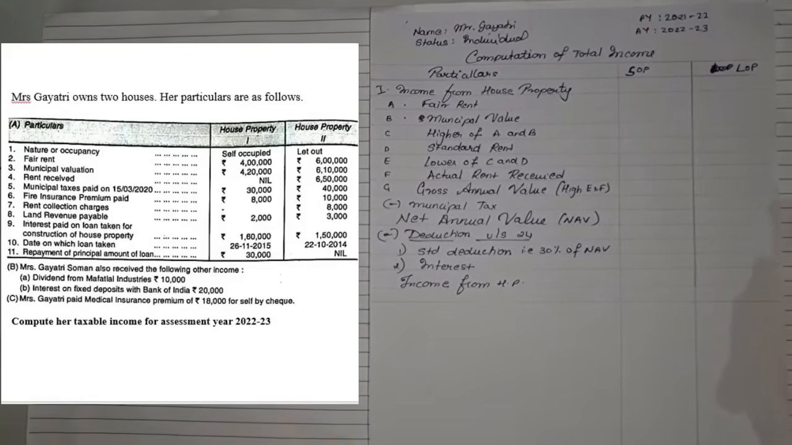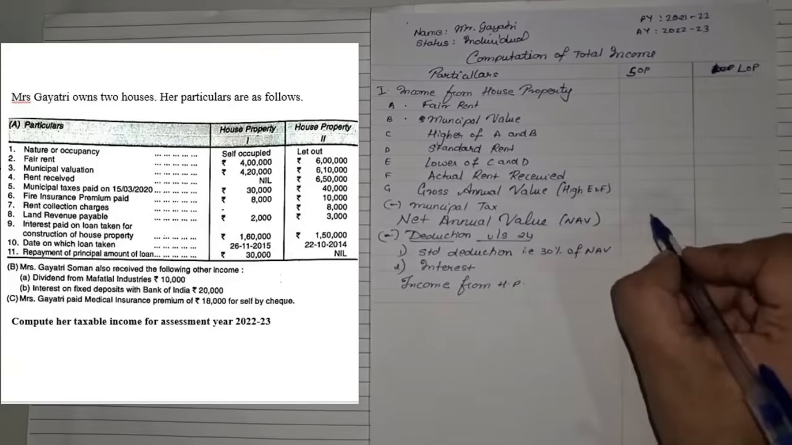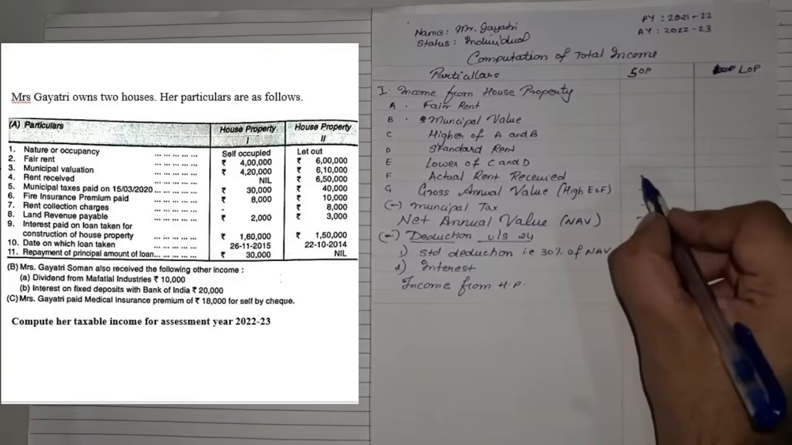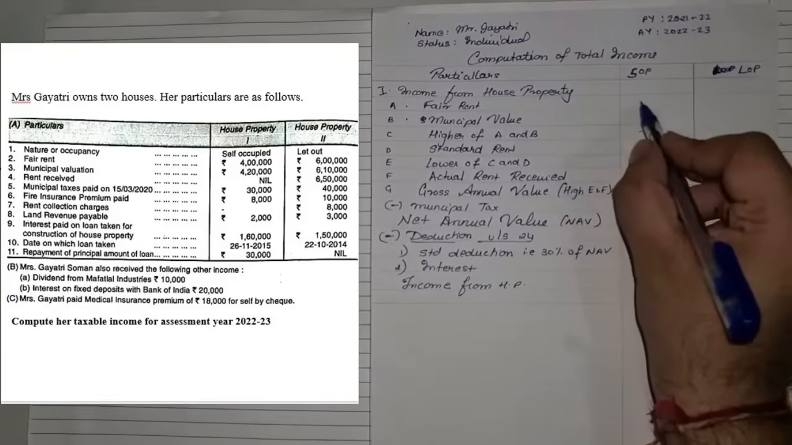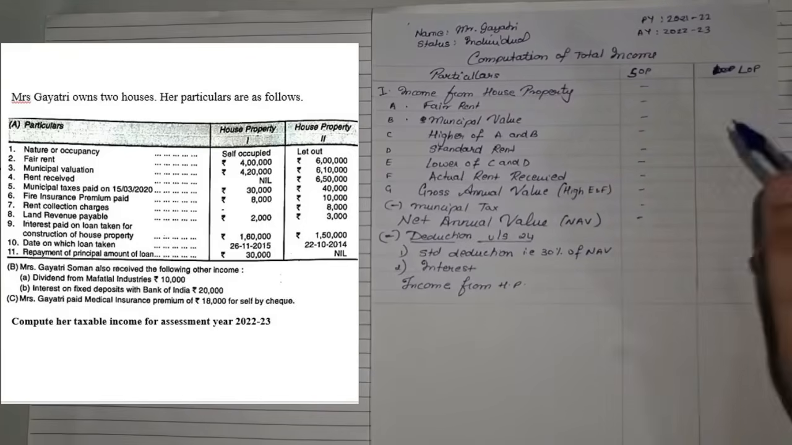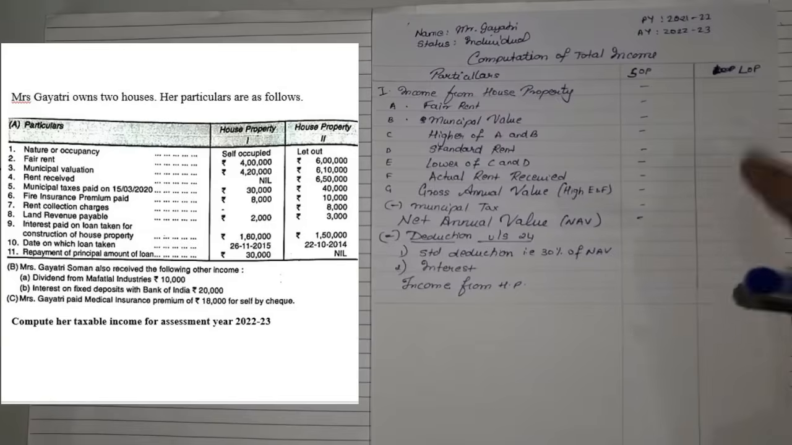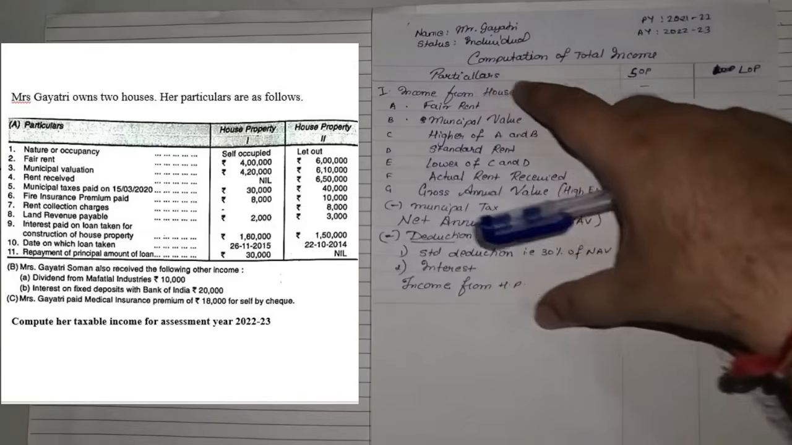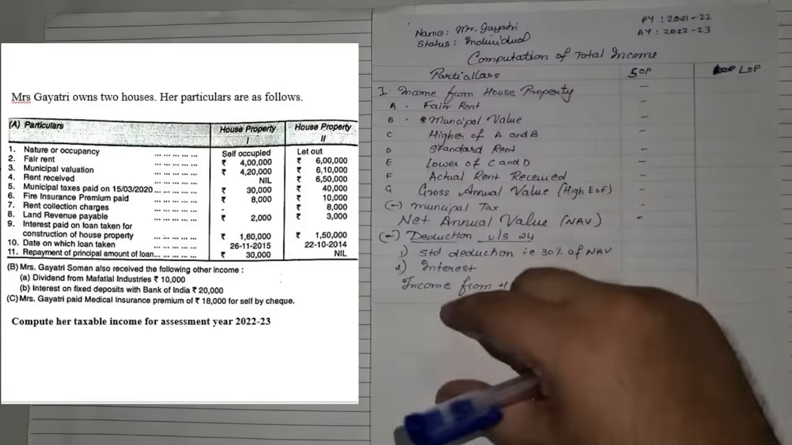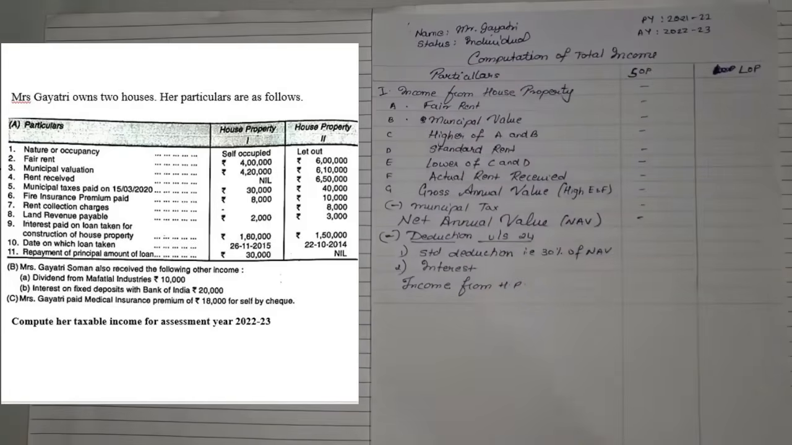Now let us see how to solve this particular sum. In the question it was given that Miss Gayatri has two houses. The first one is SOP, the second one is LOP. Now the rule for SOP is that up to NAV, all the values of self-occupied property will be nil. So now we only have to do the calculation of the LOP part. This is a sum which has computation of total income, so you will have income from house property, other sources and deductions. If in the exam they have only asked for income from house property, this is the only format that has to be solved.